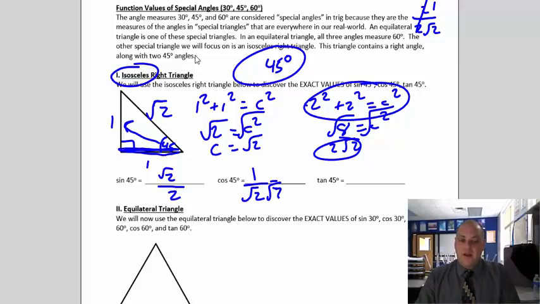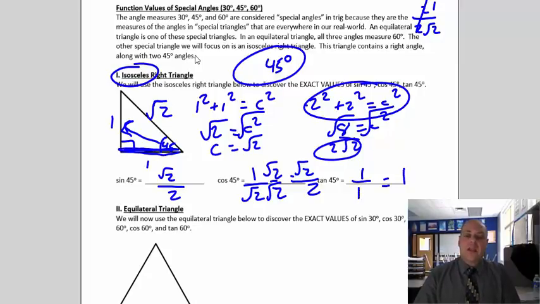So I multiply by radical 2 over radical 2, and again I get radical 2 over 2. So the sine and the cosine of 45 are both radical 2 over 2, and the tangent of 45 is opposite over adjacent. Here's the opposite, which is 1, and my adjacent is also 1. 1 over 1 is 1. So again, the sine of 45 is radical 2 over 2, the cosine of 45 is radical 2 over 2, and the tangent of 45 is just 1.